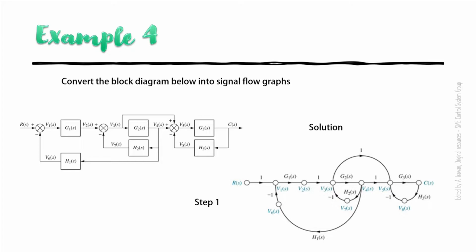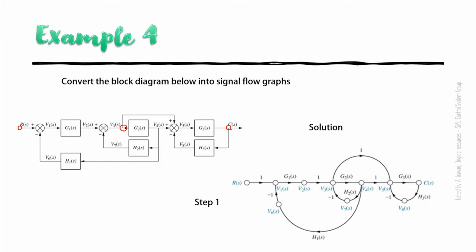So let's say we have this example. It's a bit tricky, especially on this part. They have a pick-off point between this summation junction and G2. How are we going to do it? The first step, we need to convert this block diagram into the SFG. We have a G1 here, so the first thing we need to identify is the nodes. Input has 1 node, output has 1 node.